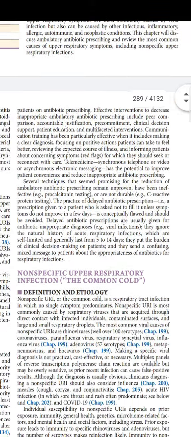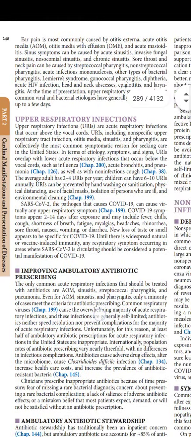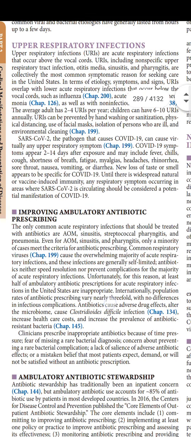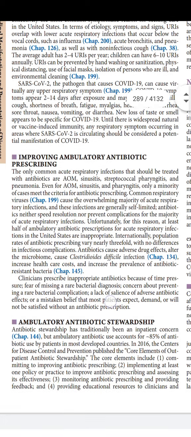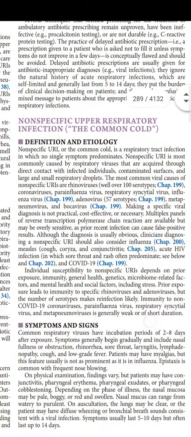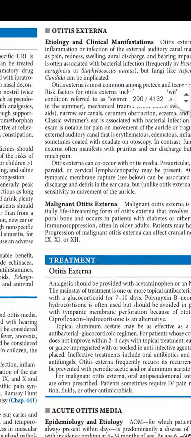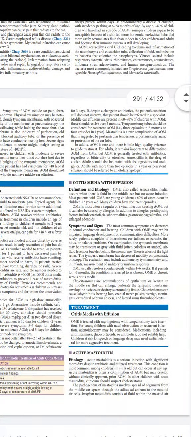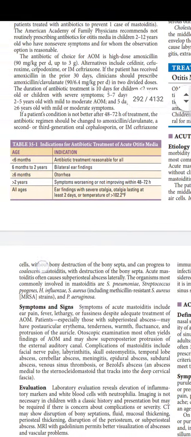So they start with upper respiratory infections, and they say the average adult has 2 to 4 upper respiratory infections and children have 6 to 10. They focus on COVID-19, and immediately they go for improving ambulatory antibiotic prescription and how to use antibiotics stepwise. Subheadings and everything has changed here, and you have to go through this chapter as a whole for the antibiotic usage.